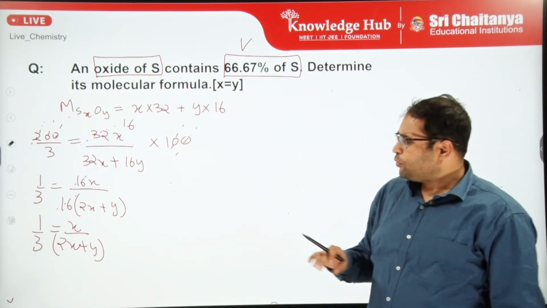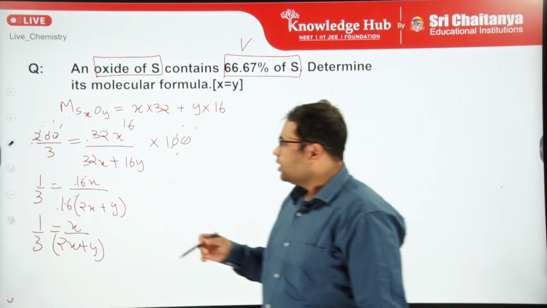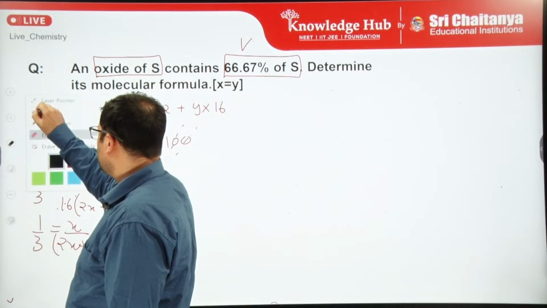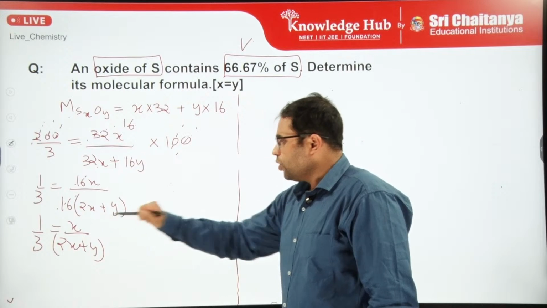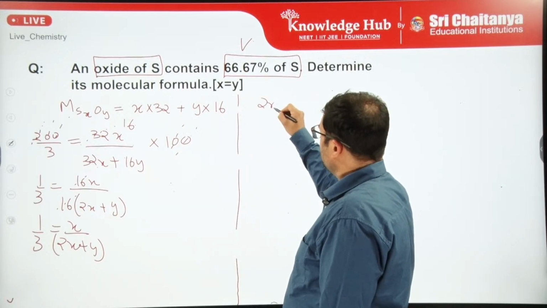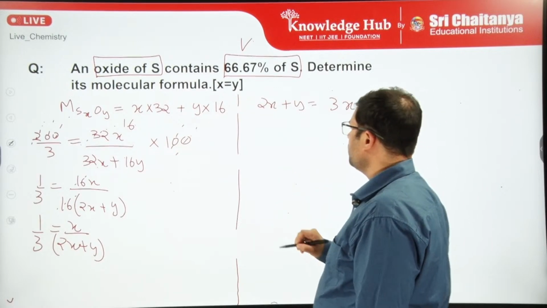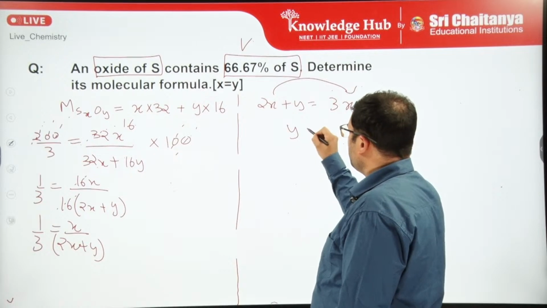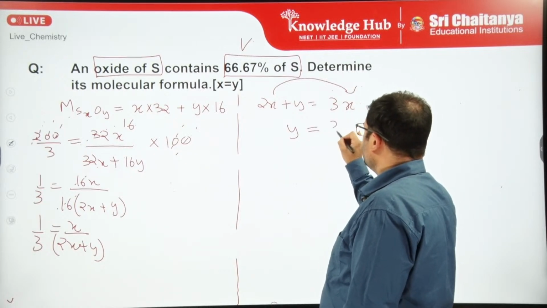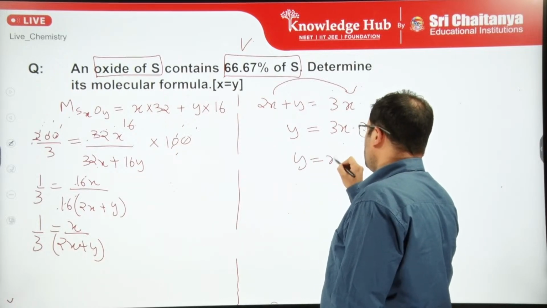So I want all of you to try and simplify this equation, right? Let us try and simplify this equation step by step. So if you cross multiply, you will get 2x plus y equals to 3x, right? That is what you will get. You take this 2x this side, you will get y equals to 3x minus 2x. So you will get y equals to x.